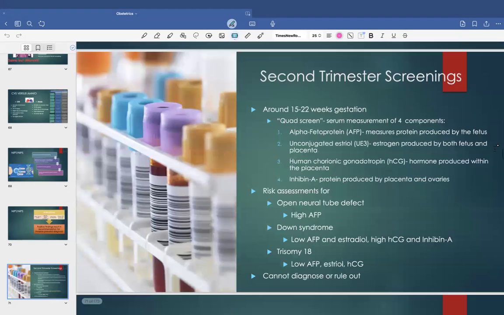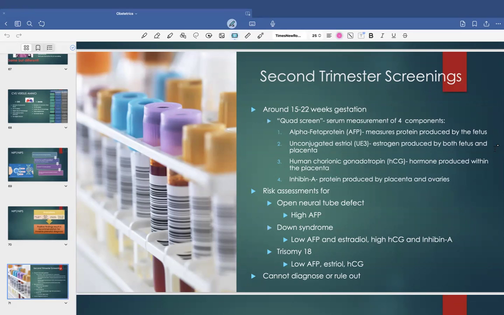Second trimester screenings, around 15 to 22 weeks gestation, we're going to do something called a quad screen. The quad screen is a serum measurement of 4 components: alpha-fetoprotein, which measures protein produced by the fetus; unconjugated estriol, or UE3, estrogen produced by both fetus and placenta; HCG, which we know is produced in the placenta; and inhibin A, the protein produced by the placenta and ovary.